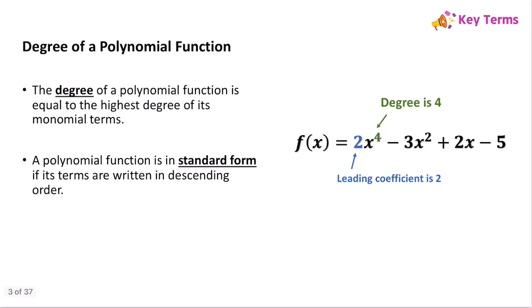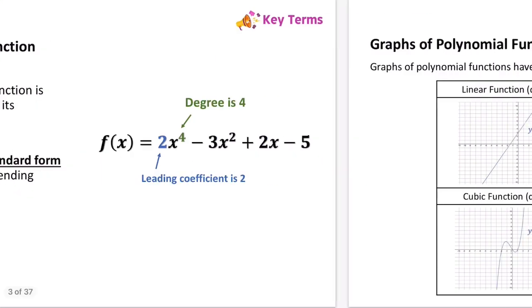So the degree of a polynomial function will be equal to the highest degree of its monomial terms. So in this example, f of x has a degree of 4. A polynomial function is in standard form if its terms are written in descending order. So for example, the fourth degree term you can see here comes first, and then we have second degree, first degree, and then the constant term which has a degree 0.